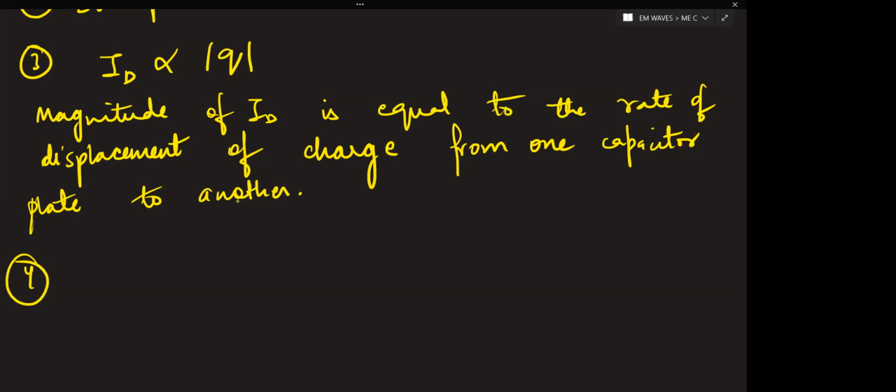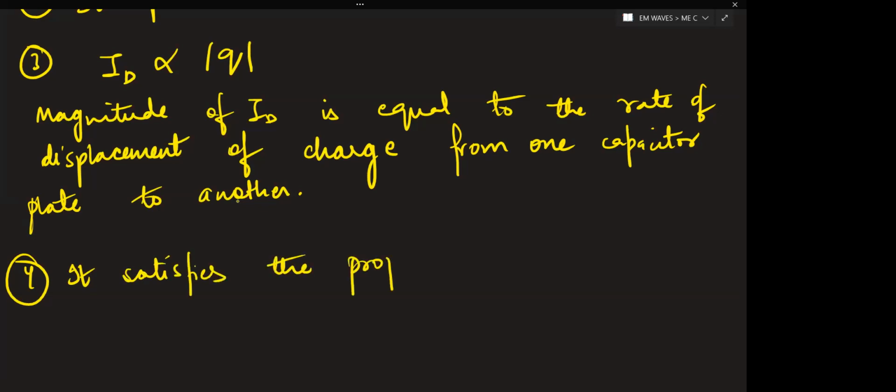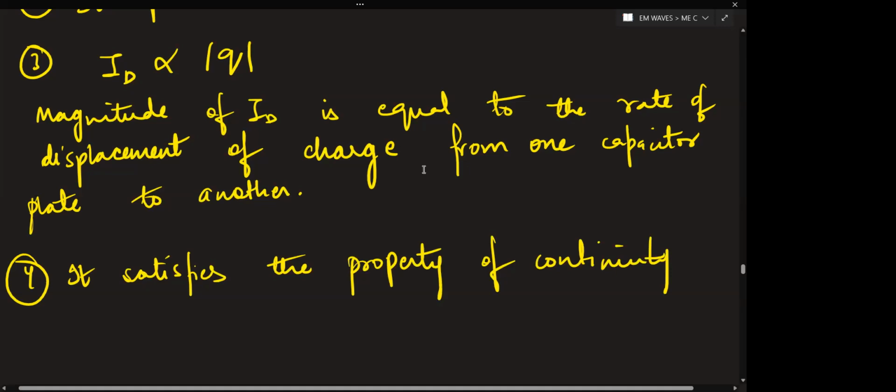Last property is that it satisfies the property of continuity. It means there is no breakage in this. So it satisfies the property of continuity. So just note down all these 4 properties, and we'll do a numerical.